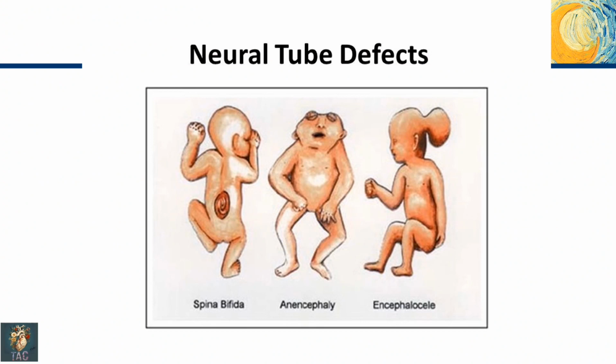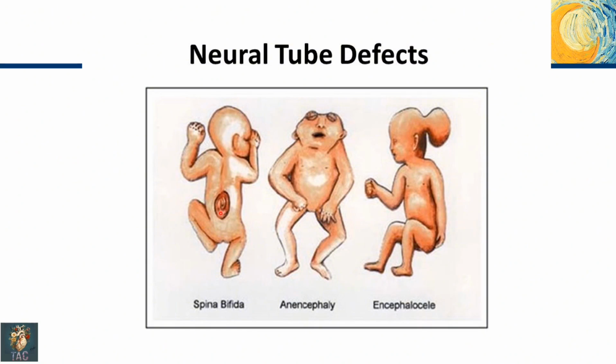Then we move on to the neural tube defects. So you can see there, if the cranial neuropore does not close, this will lead to a condition called anencephaly, in which the cranial or anterior neuropore is open and the brain tissue is exposed to the corrosive effect of the amniotic fluid. This condition is diagnosed in prenatal life and the pregnancy is terminated.